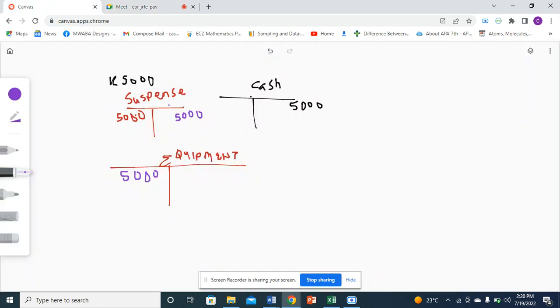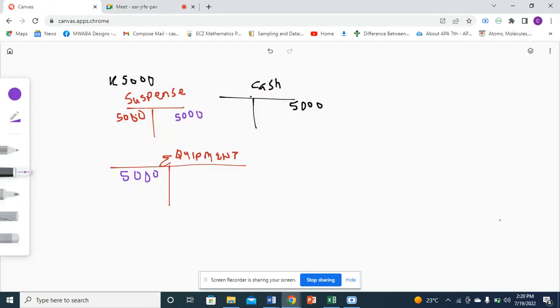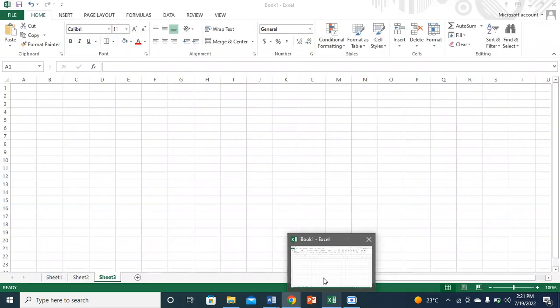So whenever you're dealing with questions in accounts and you do not know where to do the journal entry, or in real life, if you're an accountant and you're not sure where to post, that's where the suspense account will come in. It's going to be your temporary account until you find out where to post. And when you find out where to post, then you can close the suspense account. Then the second purpose of the suspense account.